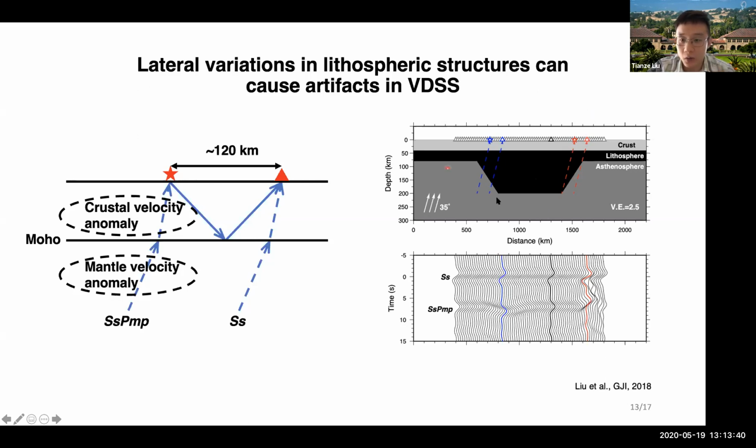So if we ignore the potential effects of the sub-Moho velocity structure on our SSPMP arrival time and simply infer Moho depths directly from our observation, we'll end up finding a deeper Moho at this end and a shallower Moho at this end. So this is a very challenging situation for the VDSS analysis, but fortunately we have found a way to address this problem.